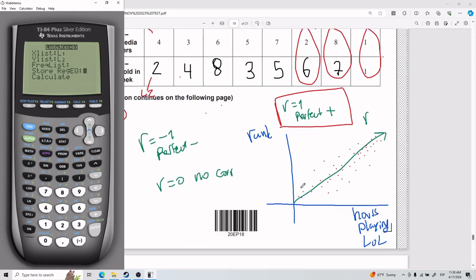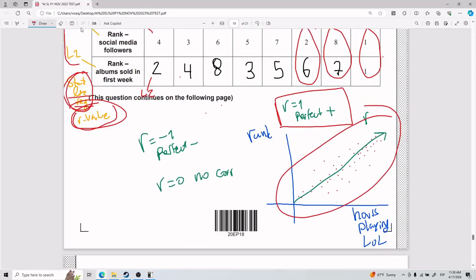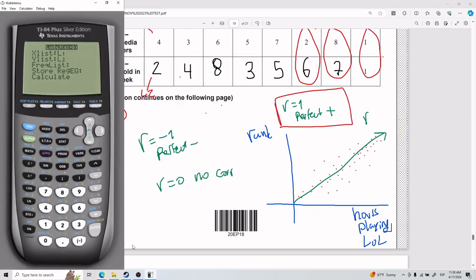But if you ever want to graph, like this green line that I'm putting here, at this step, you can press alpha trace and put it into your y equals. So into your y equals, it will go into y1 or into your y5, whatever you want. We don't really care about that, so we're just going to do line reg normally and press calculate. And so from here, boom, you have your R value.